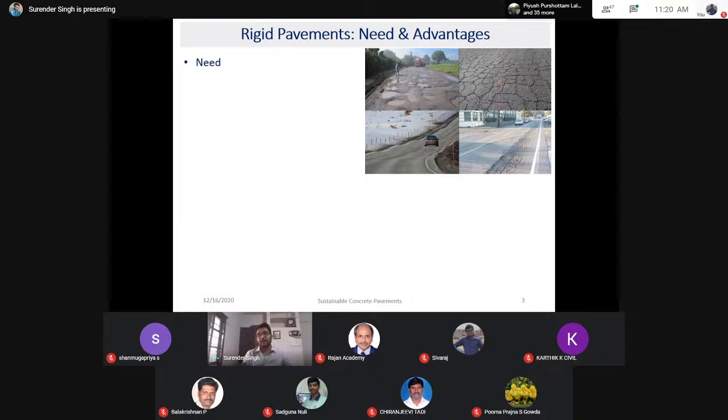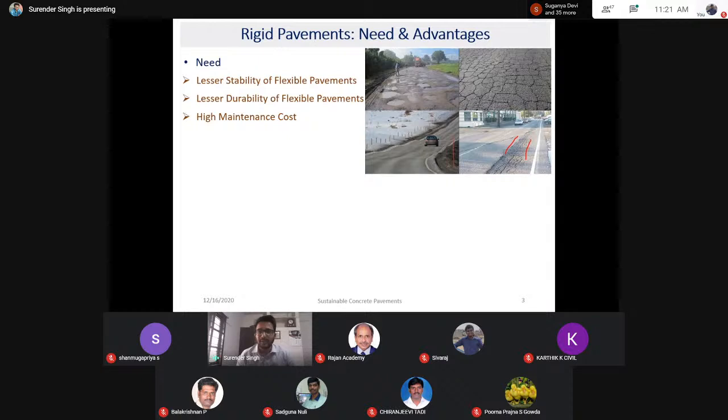So flexible pavement cannot handle unexpected load repetition. That is why the cracks are inevitable. The third distress you can see here is corrugation. It is happening because of the poor strength of the subgrade. And the fourth one is rutting. When all the vehicles are going there in one section, there will be rutting. So all these cases make flexible pavement less stable, less durable.